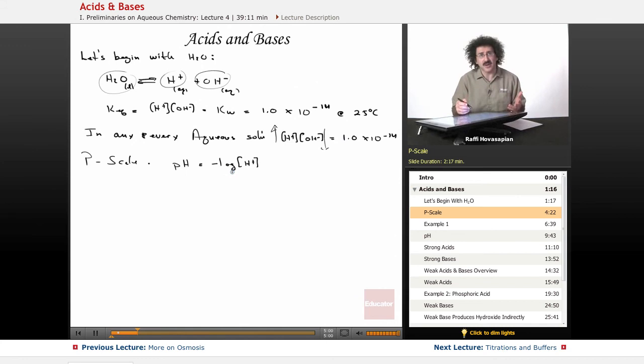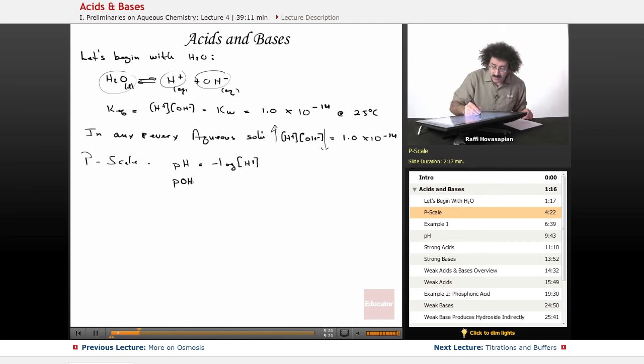It doesn't really matter. I personally prefer to deal with concentrations directly as opposed to taking the negative logarithm of them and using the p-scale. But in biochemistry, they tend to use the p-scale almost exclusively. So that's all it is. It's just the negative log of whatever concentration.